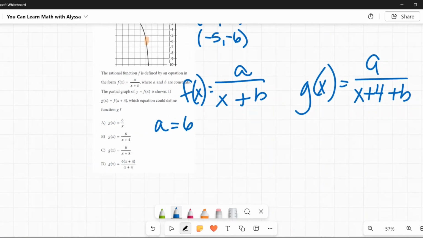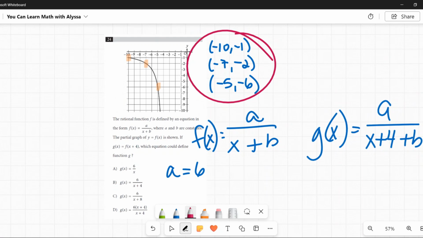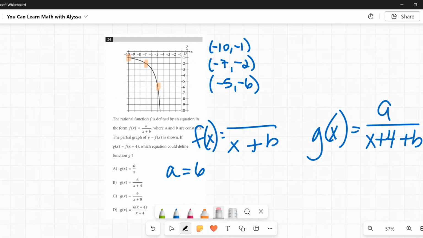I'm like, okay, if a is 6, I have 3 test points up here. I can plug 6 in for a and then pick any of them. I'm going to put -5 in for x, and I'm going to put -6 in for b, and solve for b from there.